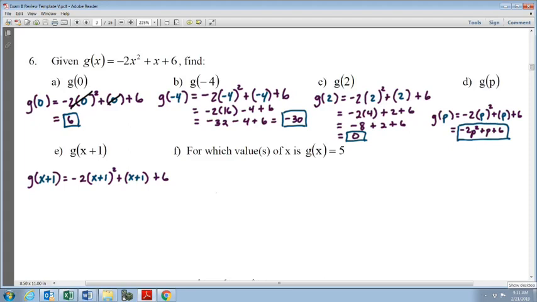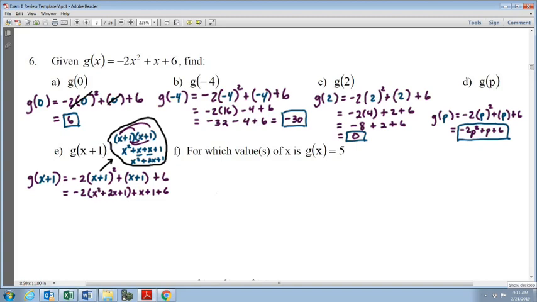And the hardest part here is just simplifying this. Notice x plus 1 squared, that's a binomial squared. We're going to have to FOIL this. So I would multiply the first terms, the outer terms, inner terms, and the last terms. You're going to end up with x squared plus 2x plus 1. So this becomes negative 2 times x squared plus 2x plus 1. We can drop the parentheses on that x plus 1 there. Don't forget your 6. And then we need to distribute here. And again, bring down what we had before.